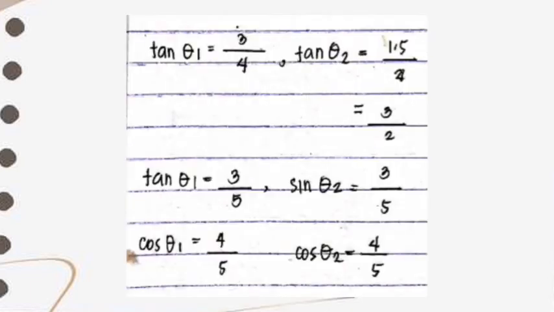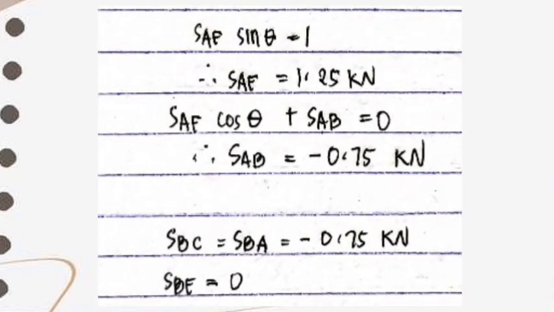Tan theta 1 is equal to 3/4, tan theta 2 is equal to 1.5 over 4. So 1.5 over 4 is equal to 3 over 8. Sin theta 1 is equal to 3 over 5. Sin theta 2 is equal to 3 over 5. Cos theta 1 is equal to 4 over 5 and cos theta 2 is equal to 4 over 5. For SAE, sin theta is equal to 1. Therefore, the SAE is equal to 1.25 kN.